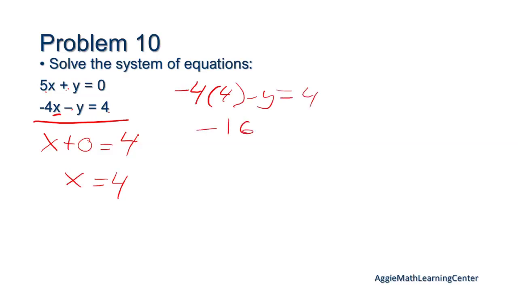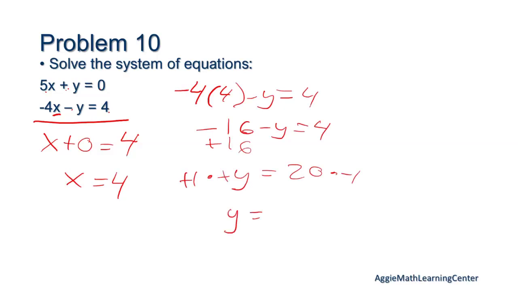Okay, so we have -4 times x, which is 4, minus y equals 4. So we have -16 minus y equals 4. Then we can add 16, 20, and then we can multiply both by -1. So then these make each other positive, so y equals -20.